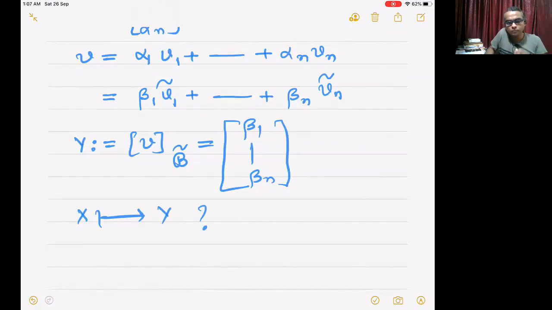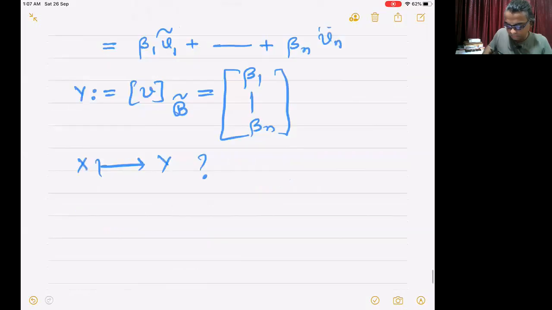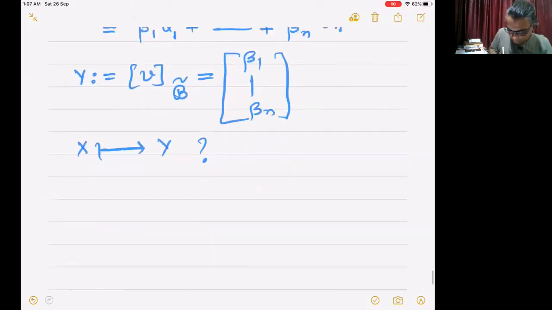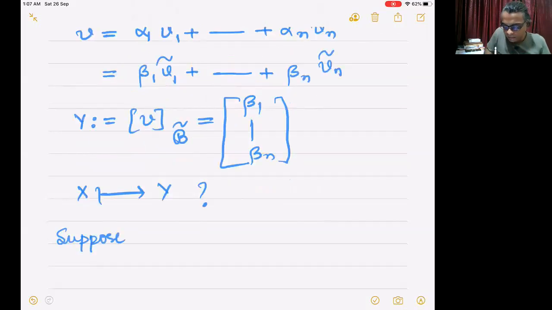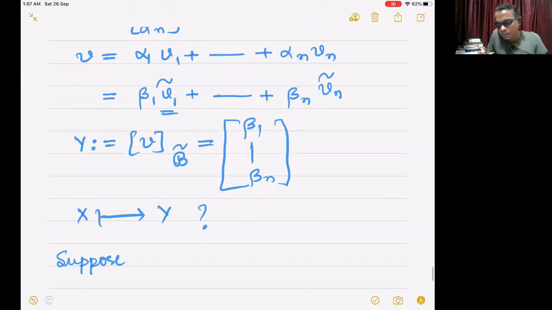Now, notice. Because v1 up to vn is a basis, v1 tilde must be expressible as a linear combination, v2 tilde must be expressible as a linear combination, and so on up to vn tilde, of vectors v1 up to vn, that is, basis vectors in the old basis. So let us try and do that.